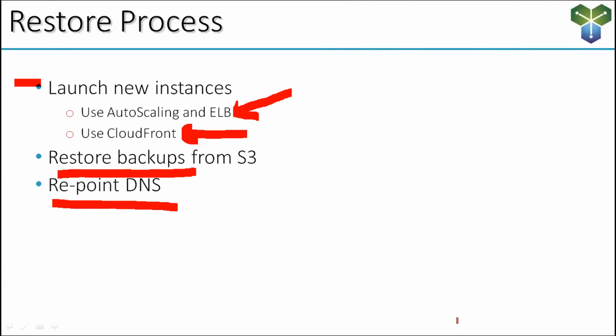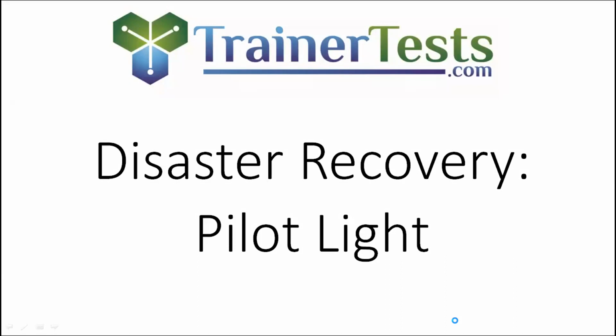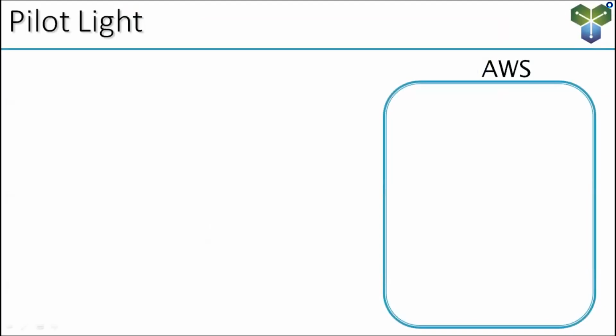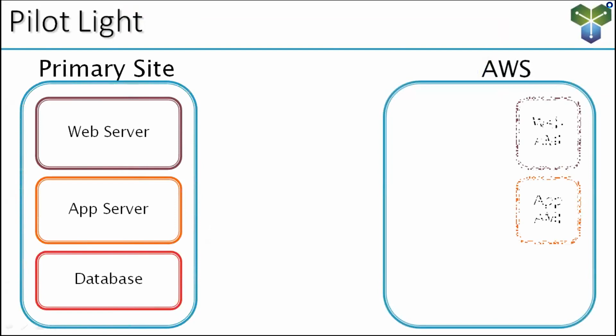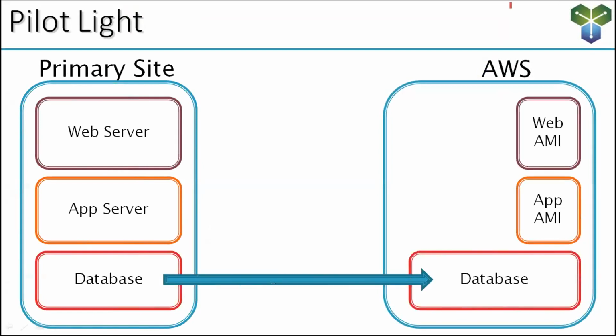So that is the backup and restore model. And we think of the backup and restore model as the worst performing from an RTO perspective. That's the one that's going to take us the longest to get everything up and running. Whereas with Pilot Light, again, everything's going to be very similar. We're going to be backing up our data to AWS. We're going to create some AMIs of our critical instances.